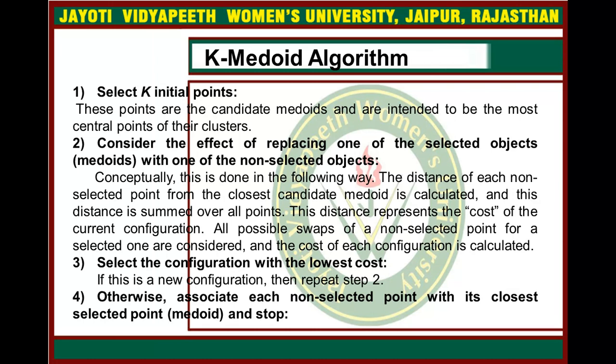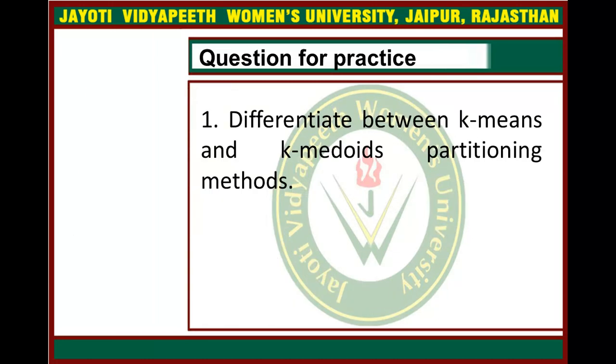This distance represents the cost of the current configuration. All possible swaps of a non-selected point for a selected one are considered, and the cost of each configuration is calculated. The third step is you have to select the configuration with the lowest cost. If this is a new configuration, then repeat step 2, because you have to select the low cost. Otherwise, associate each non-selected point with its closest selected point, the medoid, and then lastly stop the algorithm. So this is all about K-medoids.